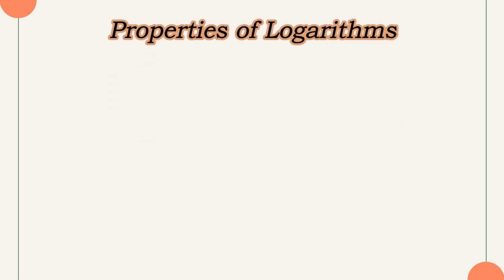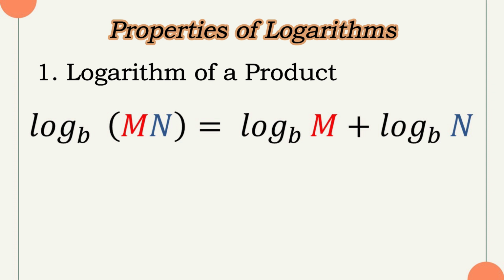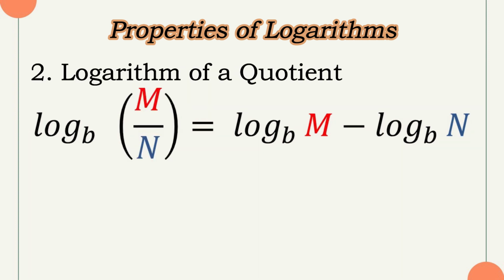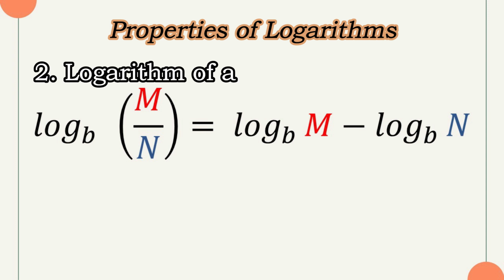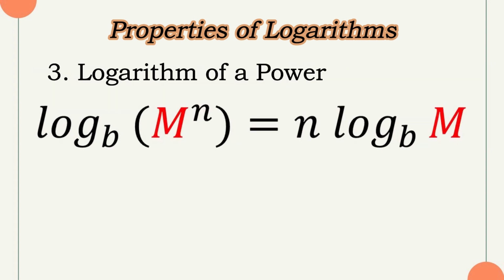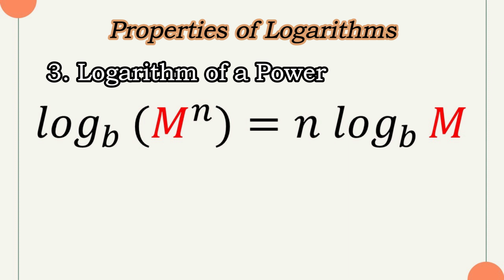Number 1. Logarithm of a product. The logarithm of a product is the sum of the logarithms. Number 2. Logarithm of a quotient. The logarithm of a quotient is a difference of the logarithms. Number 3. Logarithm of a power. The power n becomes a factor.